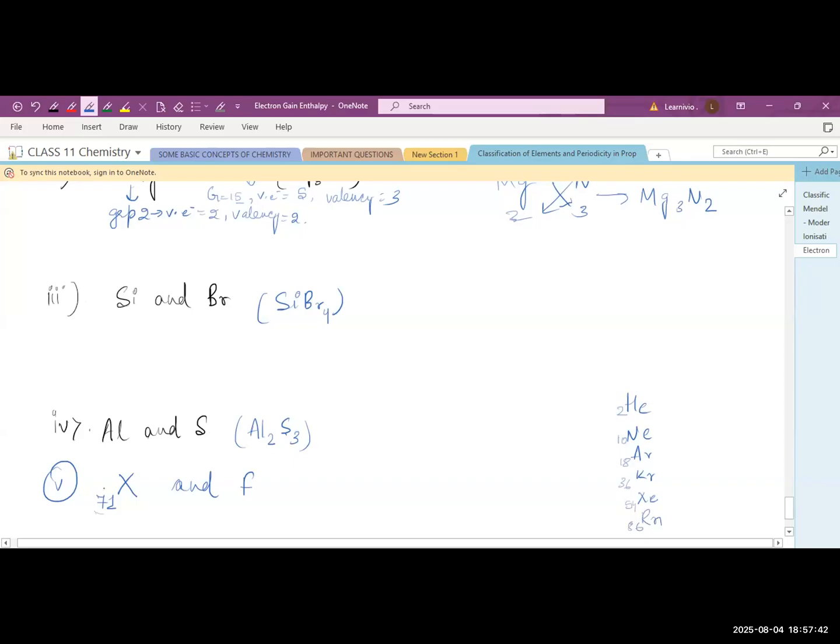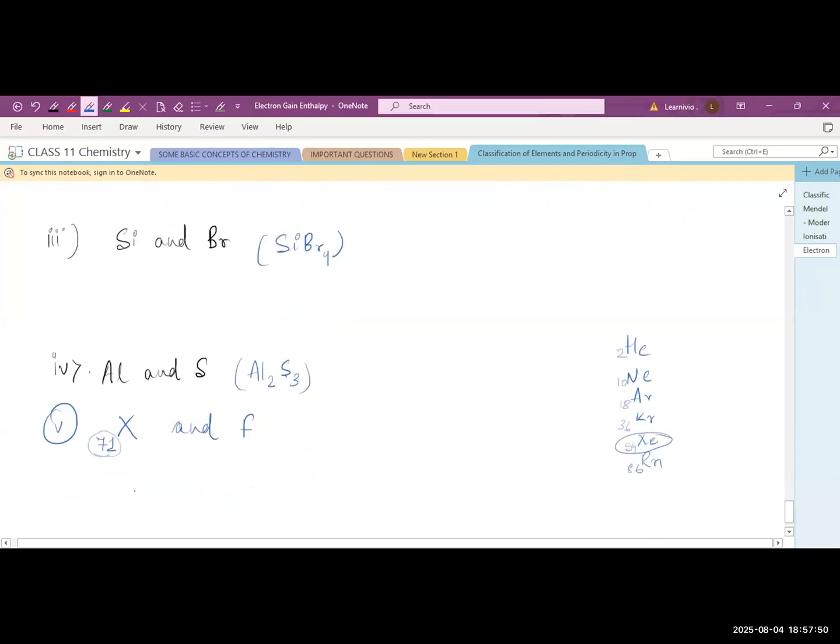So what is the nearby one? You can see it's 71. The atomic number is 71, so the nearby noble gas is xenon, right? So first write the electronic configuration for X 71. This is unknown. So it's xenon, which is 54. Now I just gave you a hint: after writing the noble gas, in which orbital will the electron go, right?